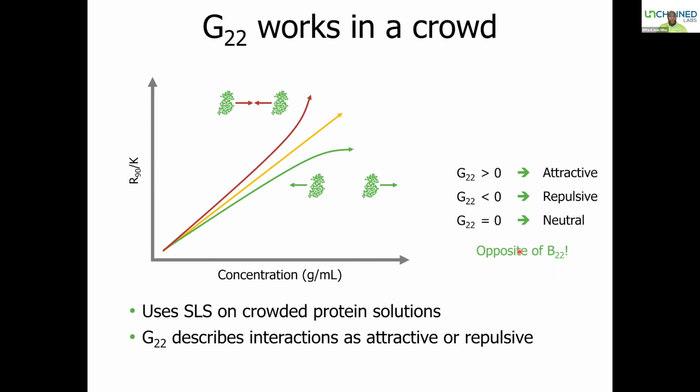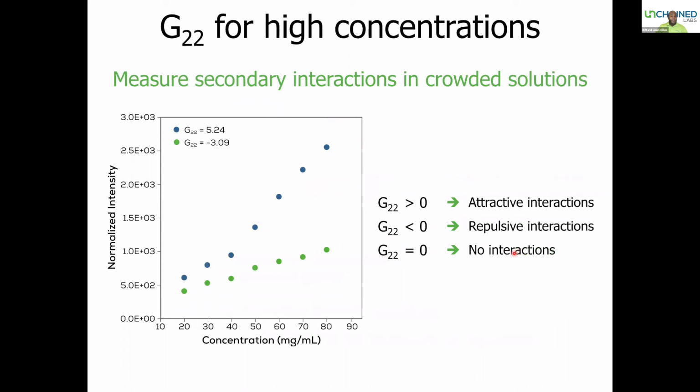So if you look at some examples of data, right, you can see here that you have a G22 value that's highlighted here at about 5.24, which will be bad. And then you have one that's at negative 3.09, which will be good. And you can see again that there's a lesser increase in the intensity as you go up in concentration that you have in the blue here, which means that this one is scattering more light. Presumably there's more interaction, which will be again bad.